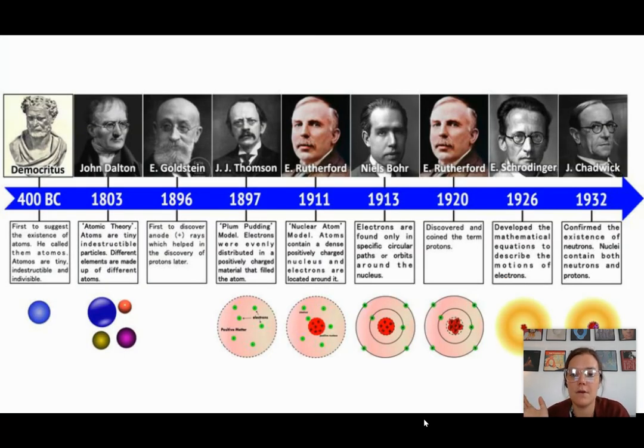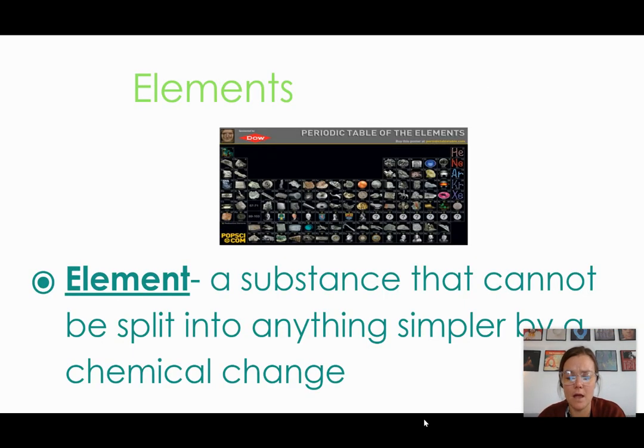So over the course of about 150 years, these men were able to discover the 3 major pieces to our atomic theory. And all of this had to do with the elements. An element is a substance that cannot be split into anything simpler by a chemical change. It can be split through a nuclear change or changed through fusion or fission, but not a chemical change. And we're going to spend a lot of time thinking about elements, particularly the periodic table of elements, which is a way to organize all of the elements that are found either naturally or man-made.